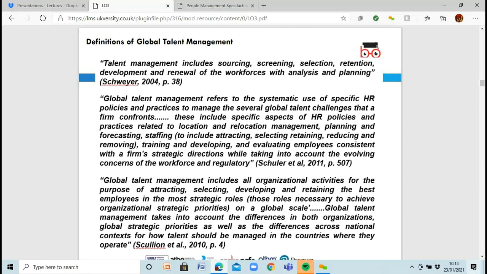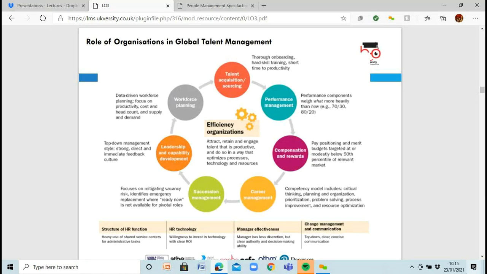So we've got a few definitions on here. So talent management includes sourcing, screening, selection, retention, development and renewal of workforces with analysis and planning. So we mentioned a little bit of this in Learning Outcome 2 also.